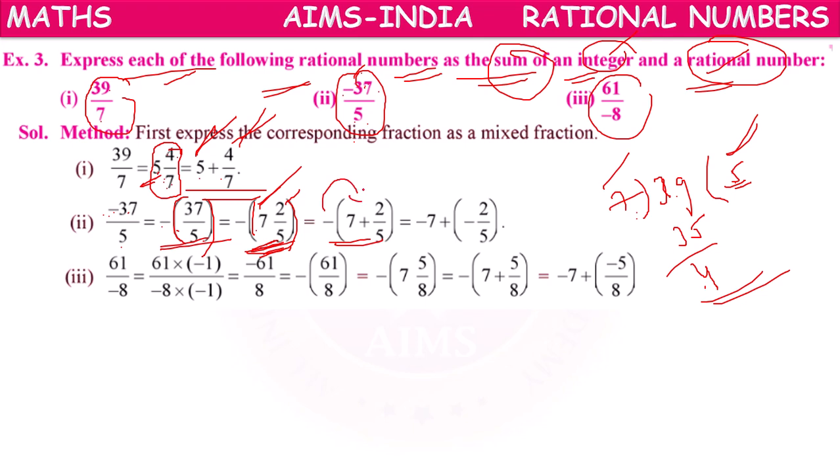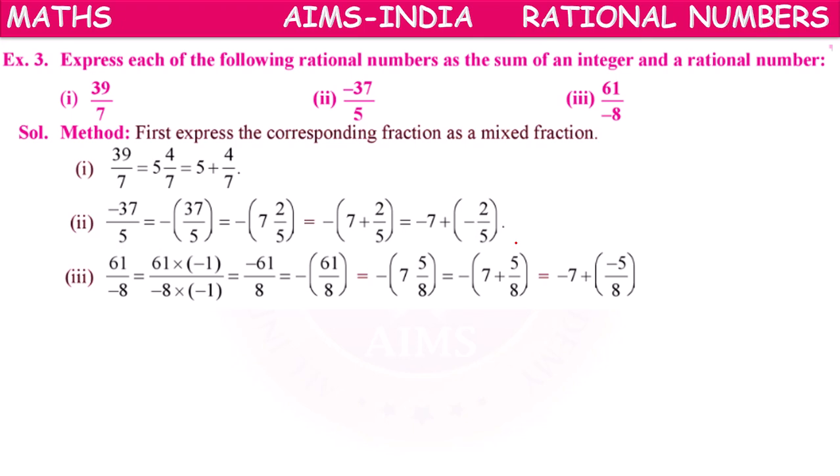Next, the minus will come inside: minus of 7 plus minus of 2 by 5. Because we have to write it as a sum, this minus will go to 2 by 5, and this plus will be there in the middle. Okay, like that we have to write.